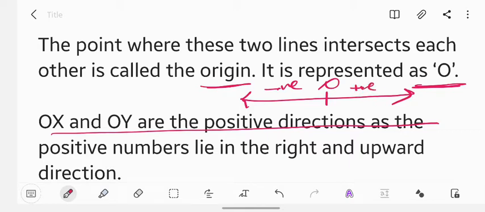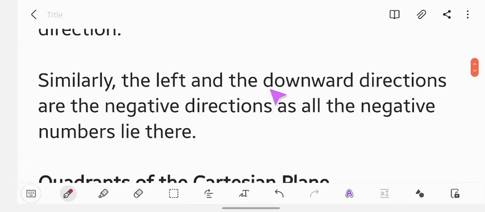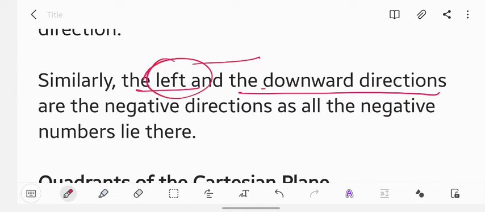In this given Cartesian system, we have two lines. One is horizontal, another is vertical. In the case of the vertical line, above 0 is taken as positive and below 0 is taken as negative. So positive numbers lie to the right and upward, and negative numbers lie to the left in the case of the horizontal line, and downward in the case of the vertical line.